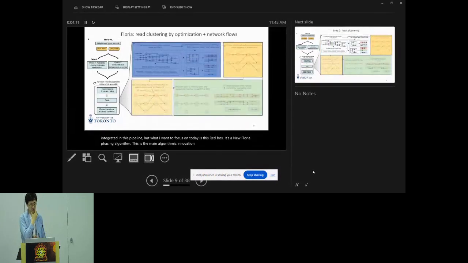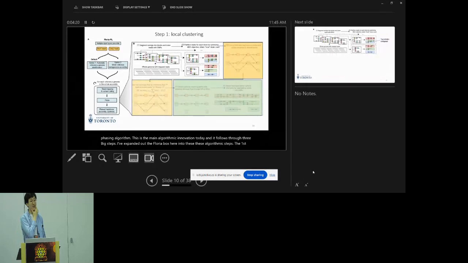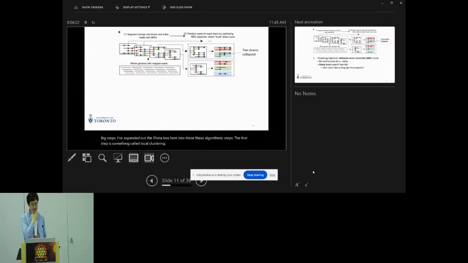And it follows through 3 big steps. I've expanded out the Floria box here into these algorithmic steps. The first step is something called local clustering. The idea is I have my contig or a genome, and I have some map reads and I have some SNPs. The first thing I do is I break that contig into smaller chunks, these blocks, and then I cluster reads in these chunks individually, one chunk at a time.